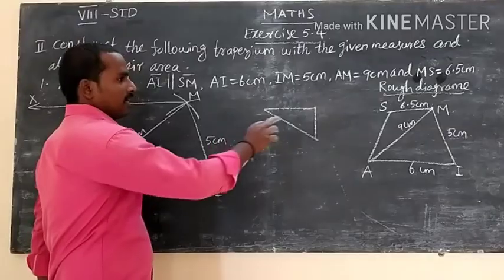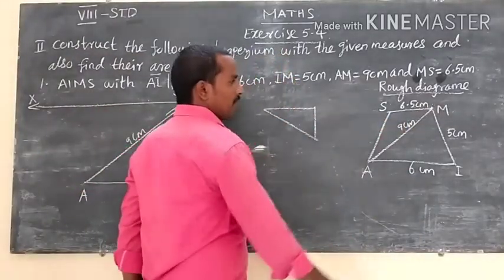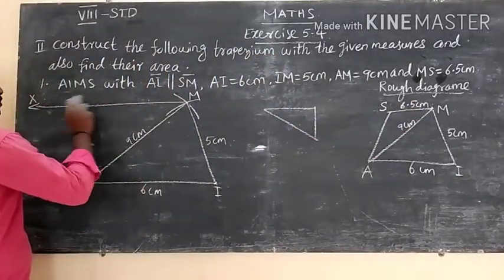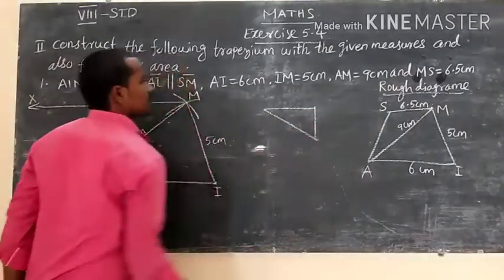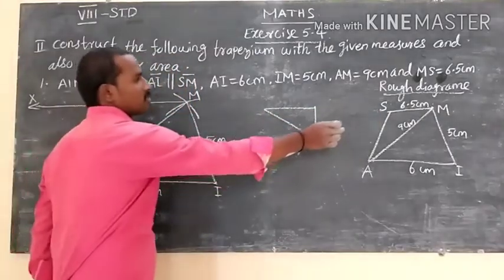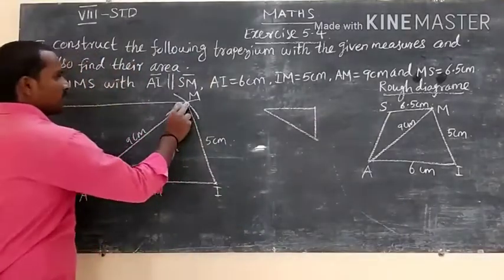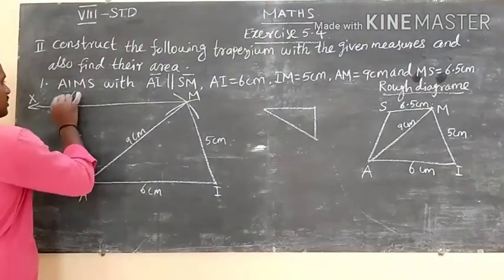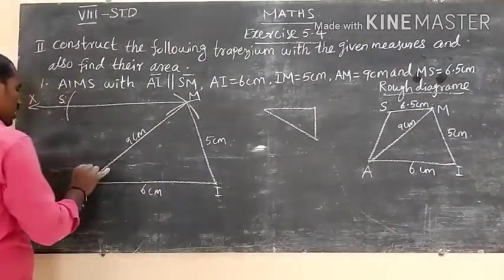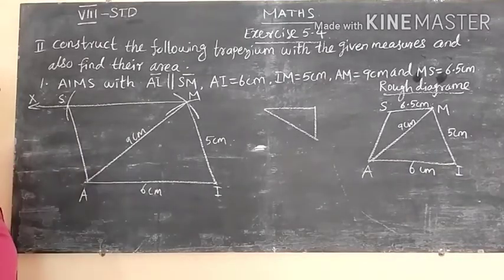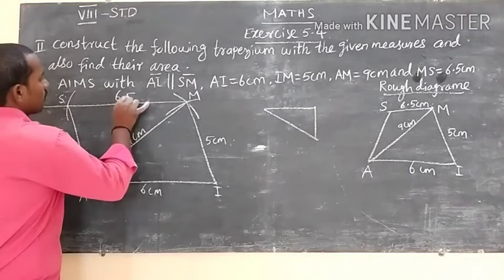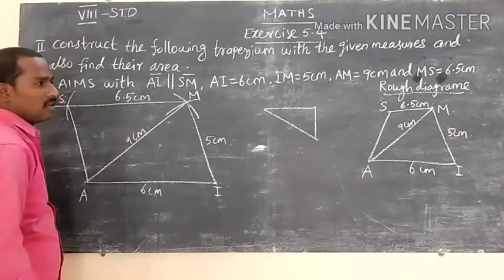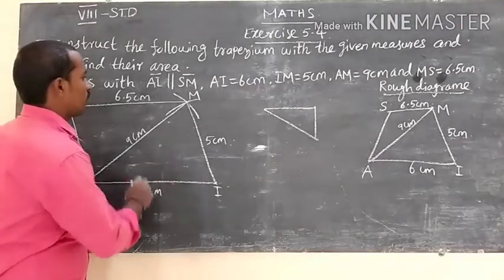Then with M as center, draw an arc of radius 6.5 centimeter. Let it cut MX at S. Use your compass, measure 6.5 centimeter, and put the sharp edge at M to construct the arc intersecting MX at S. Then join AS. Write the given measure 6.5 centimeter. So now we get the required trapezium.